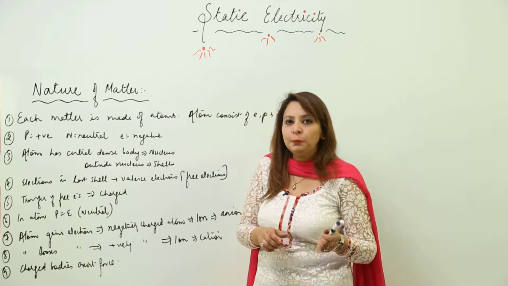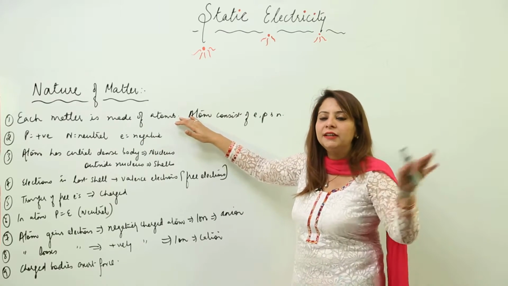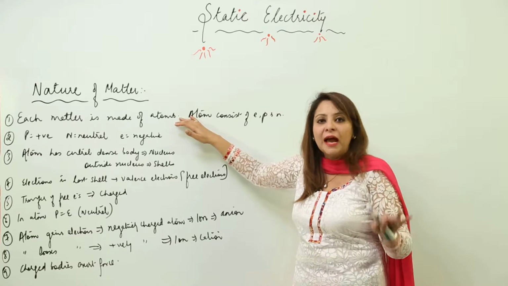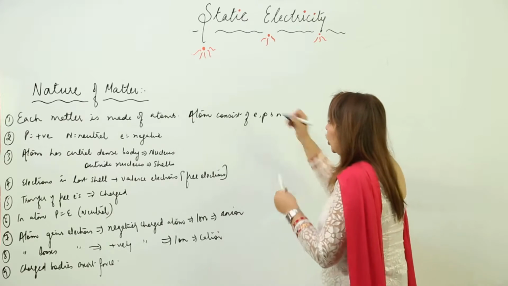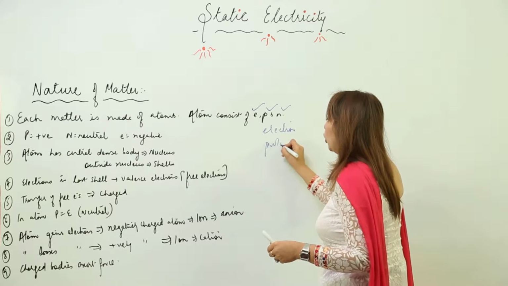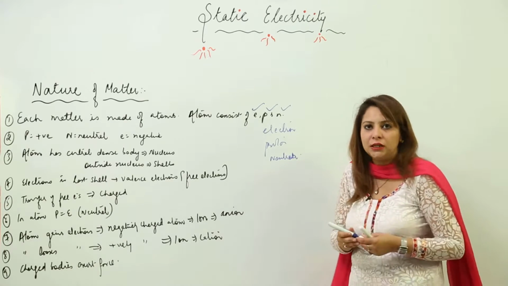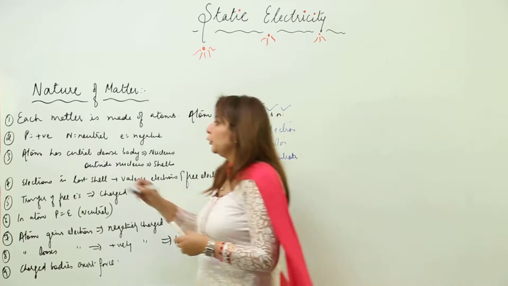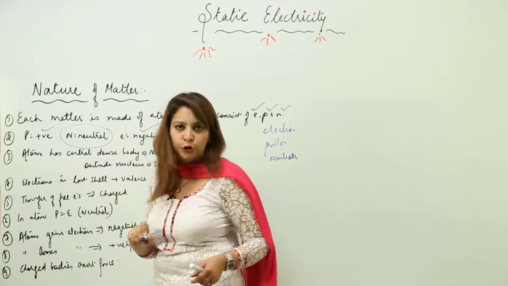So if we talk about matter, matter is actually made up of atoms. Everything around you which can occupy space and has mass is matter, and all matter is made up of atoms. And atoms comprise tiny particles, that is electron, proton and neutron. These are the fundamental particles of the atom. Now these particles have a certain charge: proton is positively charged, electron is negatively charged, but neutron is neutral.